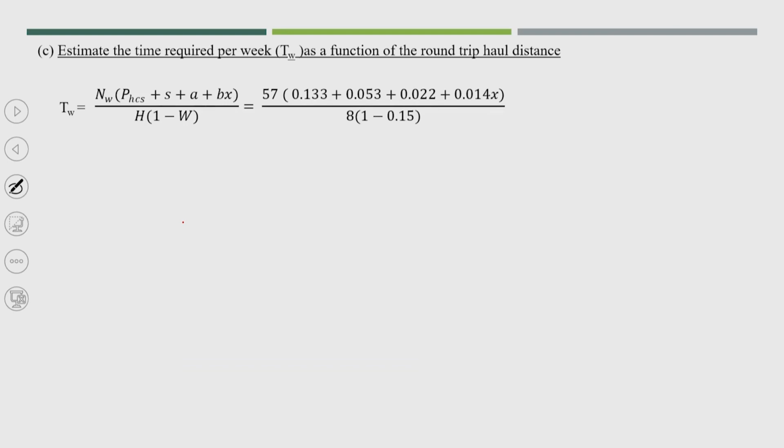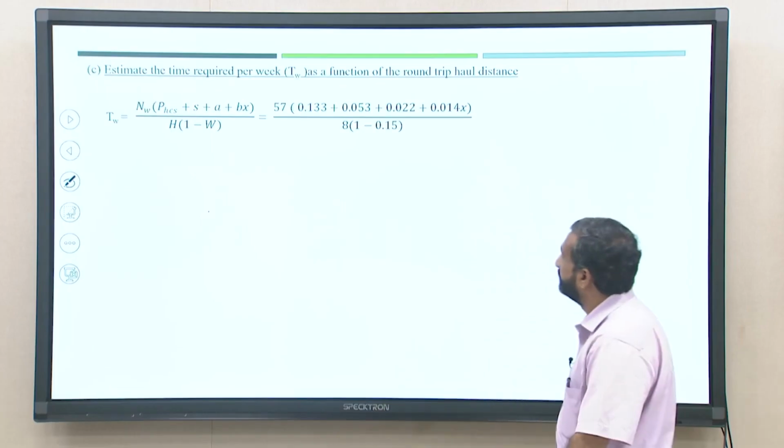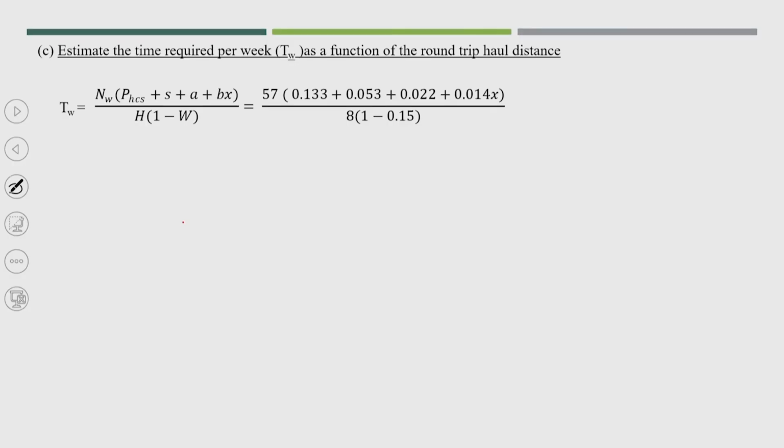Now, we will calculate the time required per week as a function of round trip haul distance. This is the formula we will use: TW is equal to NW into PSCS plus S plus A plus Bx, divided by H into 1 minus W. It is the time required per week and the unit will be days per week. We put in the values. NW we calculated as 57, and the remaining values are also calculated, only we do not have the value of x.